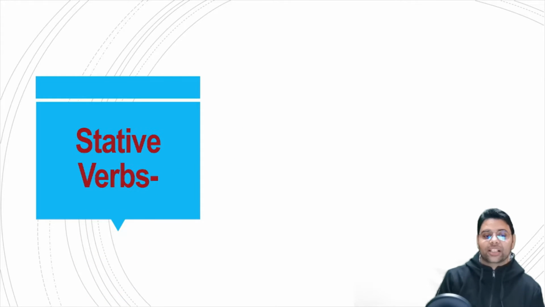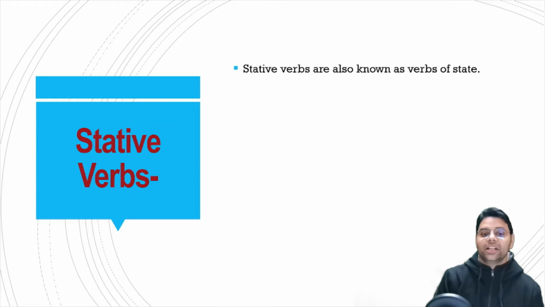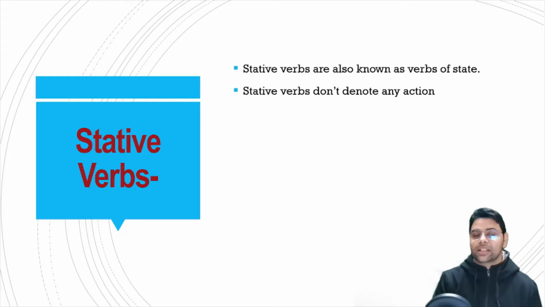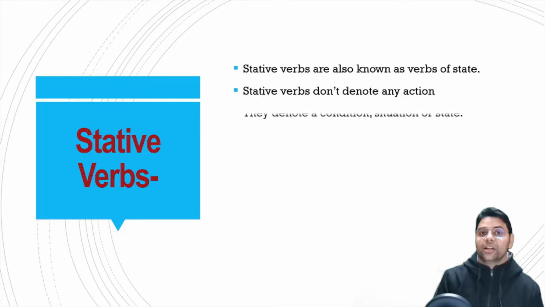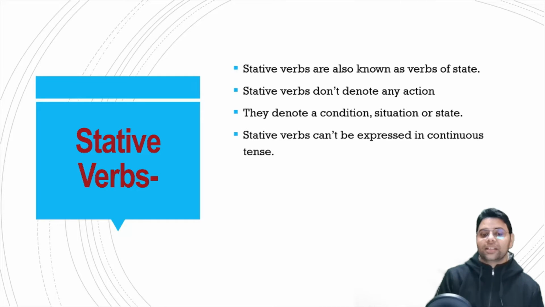Now let's move to the next point, and the point is what stative verbs are. Stative verbs are also known as verbs of state. The main thing which we have to keep in mind about stative verbs is that they do not denote any action. They don't denote that something is going on or something has happened, whereas they denote some condition, situation, or a state.